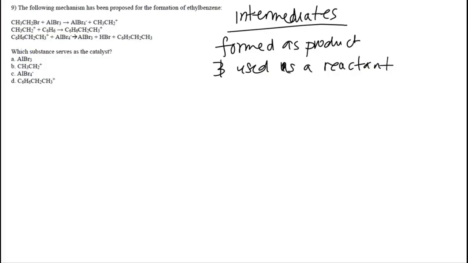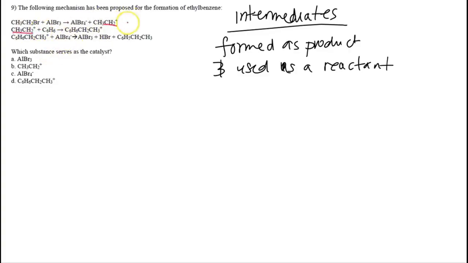Okay? And I'm not even going to read the rest of the question. I'm just going through. Okay, so it has to be formed of a product. I see products here: CH3CH2+, and then AlBr4-. Now, are any of these products going to be used as a reactant? Let's see. Okay, I do see that CH3CH2+ was a product and it was used as a reactant, and that's it.